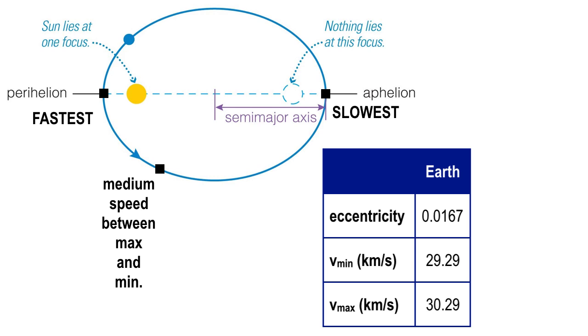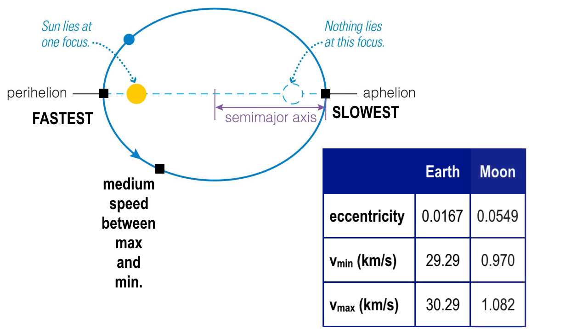I want you to compare the speeds. Now, the eccentricity of Earth's orbit around the Sun is 0.0167. Our minimum speed at aphelion is 29.29 kilometers per second. That's really going fast. Our maximum speed at perihelion, we're just barely closer, so it's exactly 1 kilometer per second faster, 30.29.